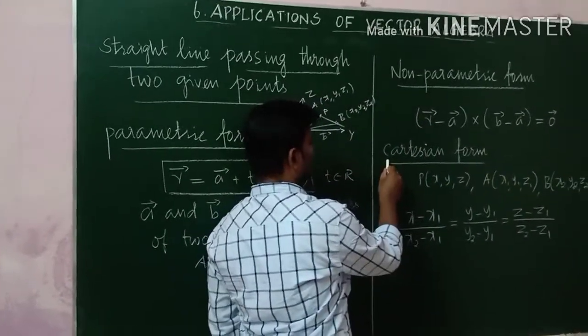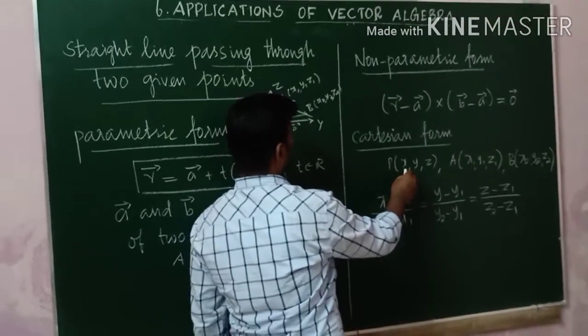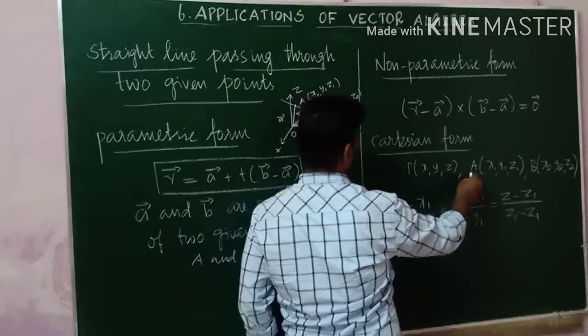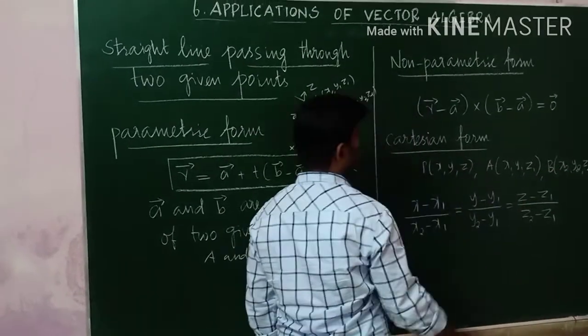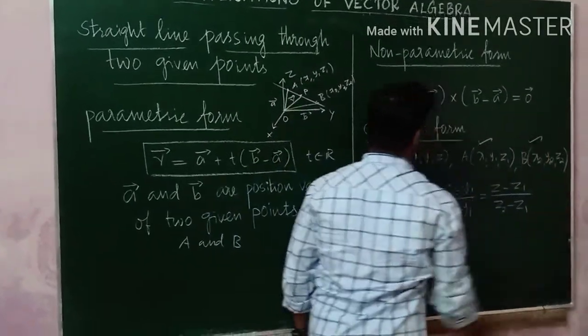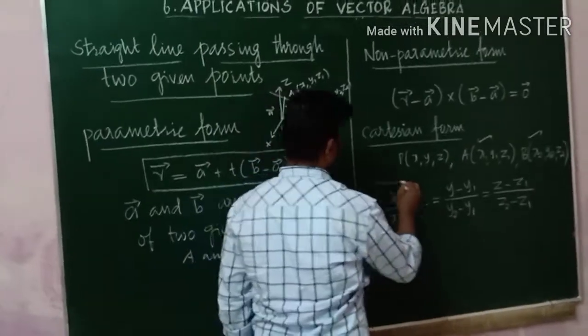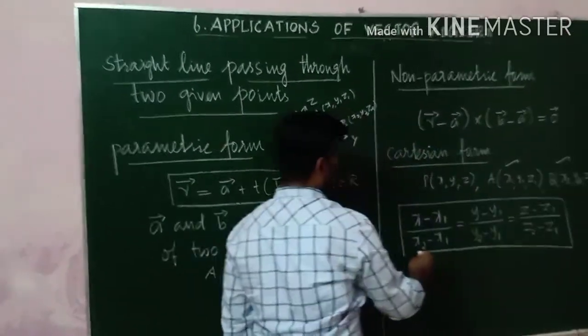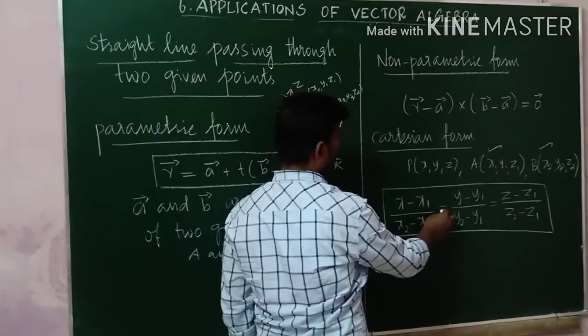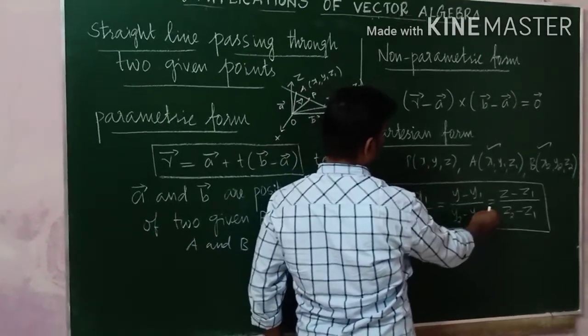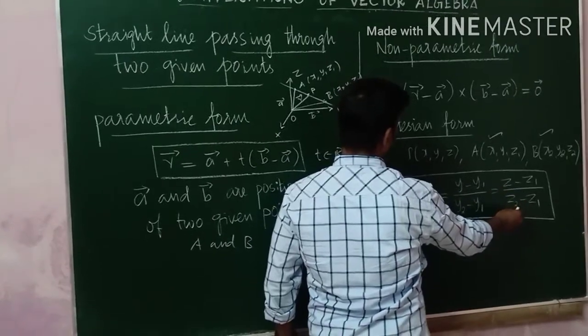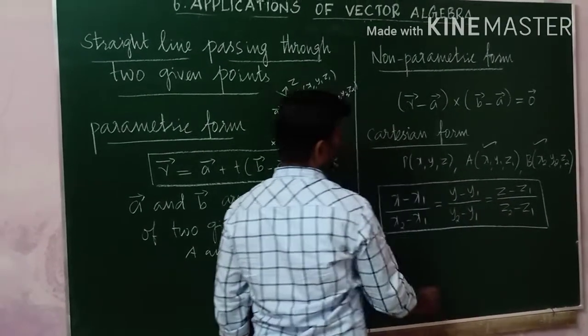And what is the Cartesian form? The point P has coordinates x, y, z, A is x1, y1, z1, and B is x2, y2, z2. These are the two points. So the equation of the straight line is (x minus x1) by (x2 minus x1) equals (y minus y1) by (y2 minus y1) equals (z minus z1) by (z2 minus z1).